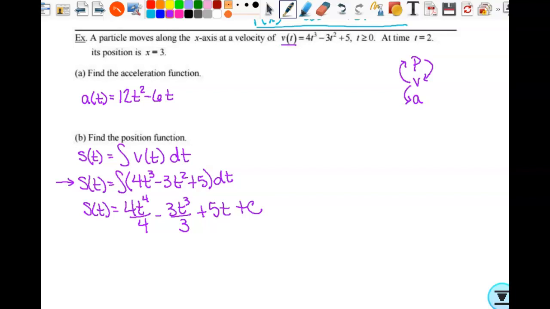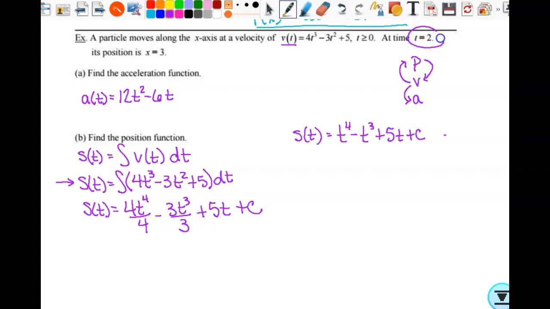Yes, if you mix your variables, 100% on that one. All right, so I have s of t, which again, you could have cleaned this up as you went. Like if you knew you're about to divide by 4, it's fine. But I have t to the fourth minus t cubed plus 5t plus c. Now, this is my general solution. Do I have enough information to find my particular solution?